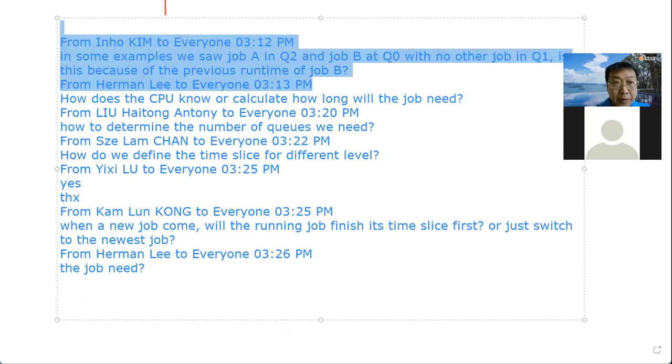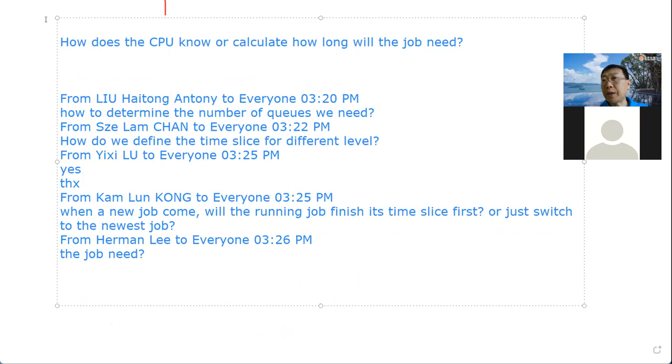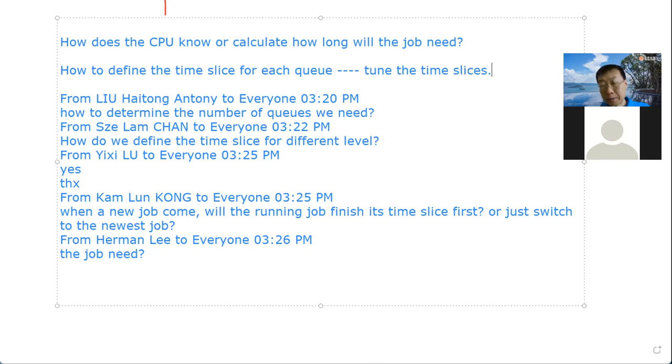So from Herman's question, how does the CPU know or calculate how long the job needs? Generally speaking, the question is how to define the time slice for each queue in the system. This is a tuning matter. You have to tune the time slice. We do have some general values you can use, but to do a better job, you have to tune your system for each level of queue, how long it takes, how many levels of queue, and so on. Those are parameters you need to tune to get better performance. I hope I answered your question.